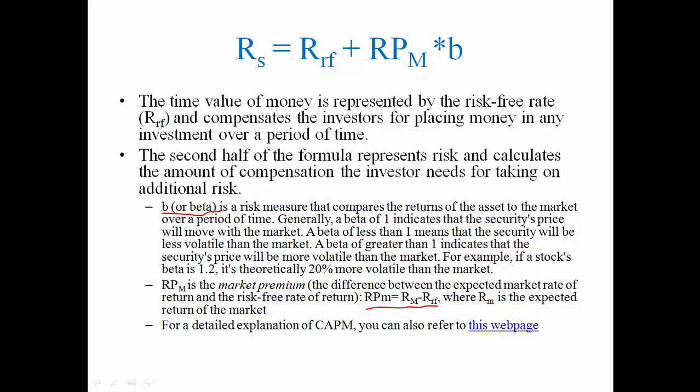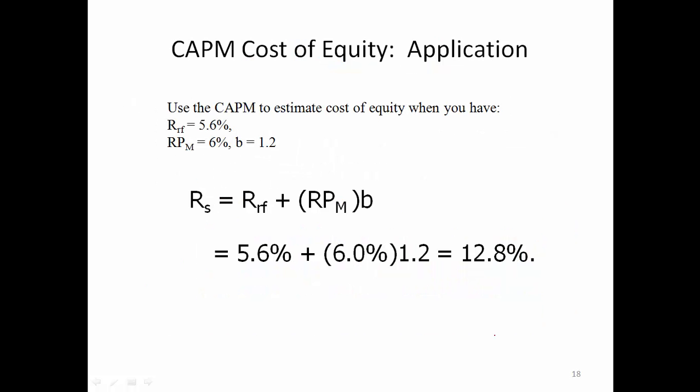You can refer to this web page for a detailed explanation of the CAPM model. For us, we try to apply the CAPM model to estimate the cost of equity. So if we are given a 5.6% risk-free rate, a 6% market risk premium and a 1.2 beta, we can plug these numbers into the formula and estimate the cost of equity of this company as 12.8%.